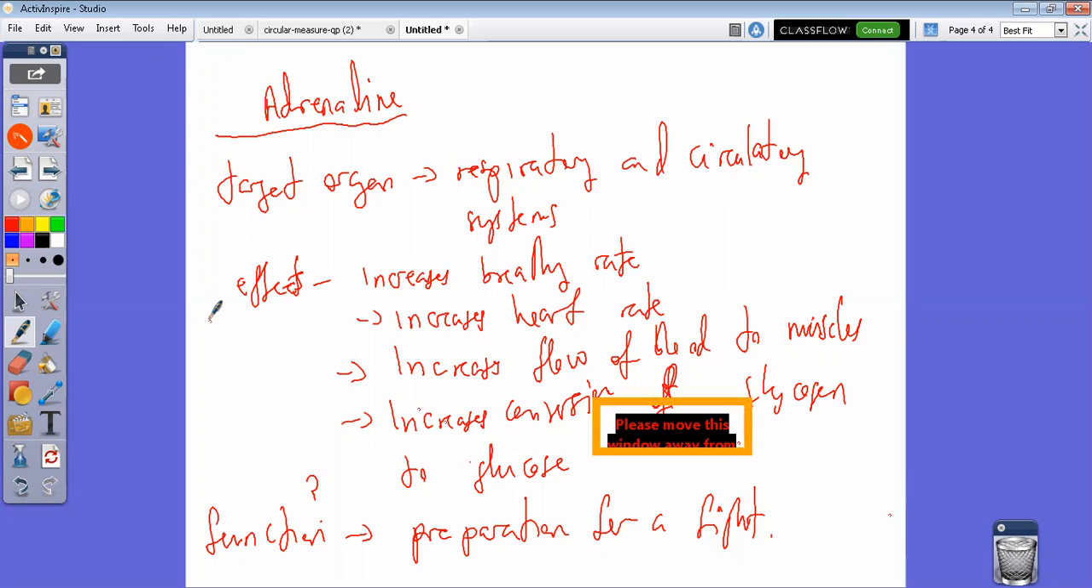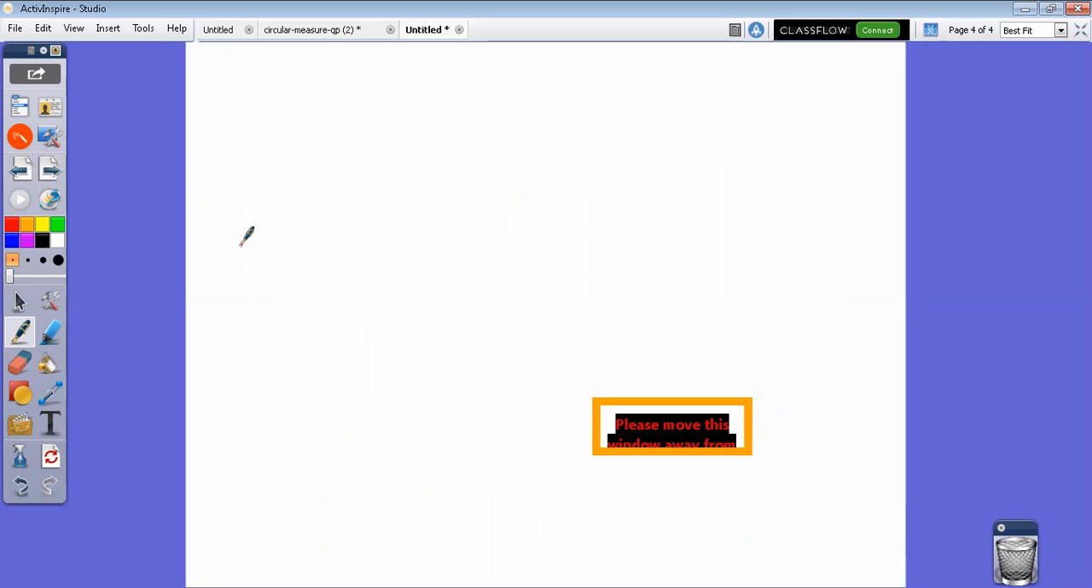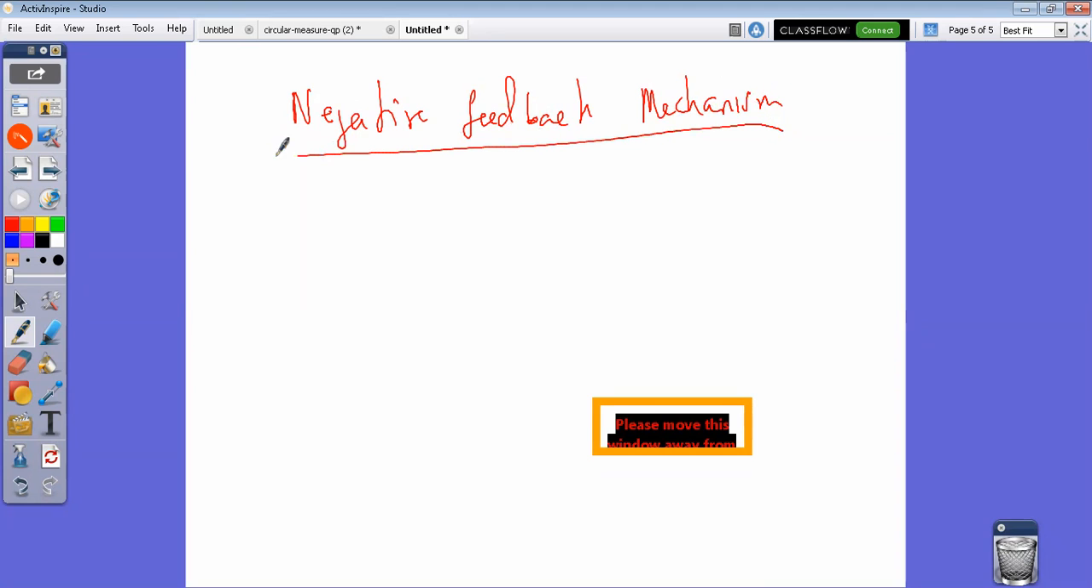Now, the rest, don't worry about them. The rest have to do with reproduction, we've learned about the other hormones. Now let's look at the negative feedback mechanism.